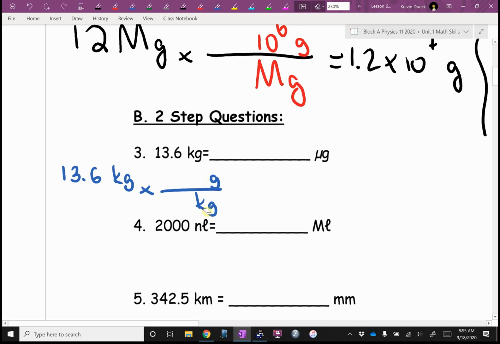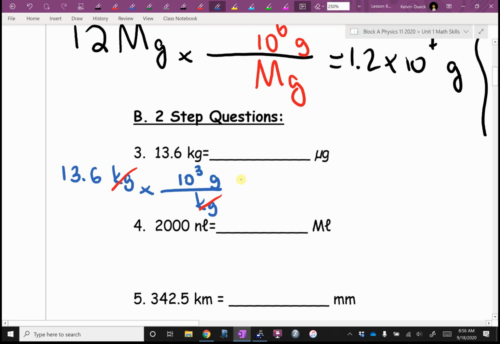Except I can't write that. I need the conversion number that goes there. Kilo on your green sheet is 10 to the... Good. Where's it going to go? Where the metric prefix isn't, which in this case is on the top. If I stopped here, the kilograms would cancel. This would be grams. But what do I want my final answer to be in?